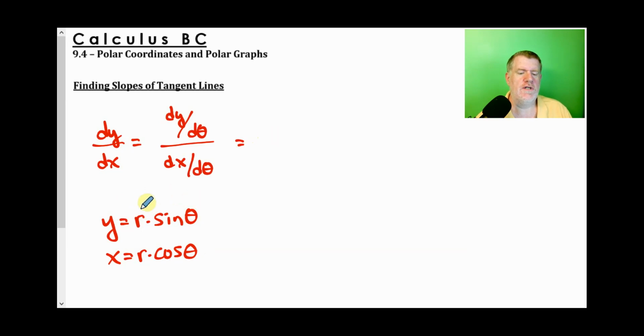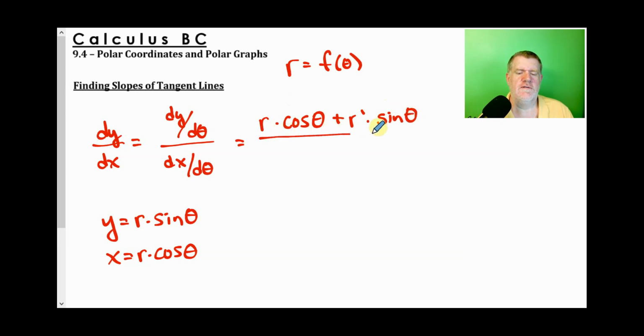Okay, we're going to think of r as a function. That r is going to be some function. Now in your book, they actually used f of theta. I thought it was a little bit easier to just leave it as an r, and I'll show you why. So it's the first, and the derivative of sine is cosine, plus the derivative of r, which is r prime, times the second. So there's my derivative of y with respect to theta.